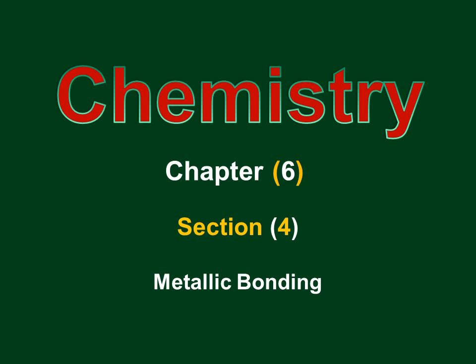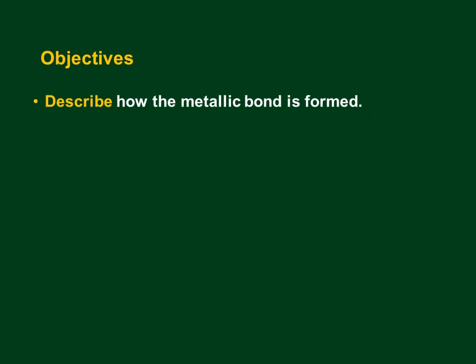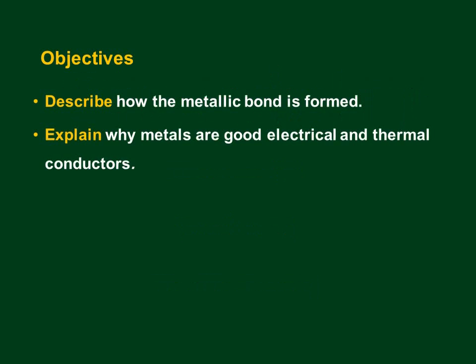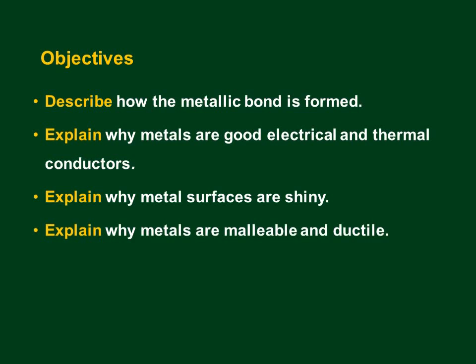Today we discuss chemistry chapter 6 section 4, metallic bonding. Objectives of this section: describe how a metallic bond is formed, explain why metals are good electrical and thermal conductors, explain why metal surfaces are shiny, explain why metals are malleable and ductile.